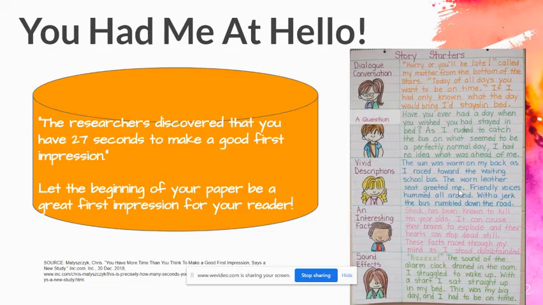I think if you think back to the figurative language that we just talked about, this one is probably more hyperbole than fact, but I think you get the idea. You can start with a sound effect.